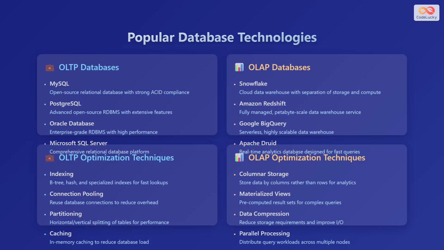There are also various optimization techniques used in both OLTP and OLAP systems. OLTP optimization techniques include indexing, connection pooling, partitioning, and caching. OLAP optimization techniques include columnar storage, materialized views, data compression, and parallel processing.